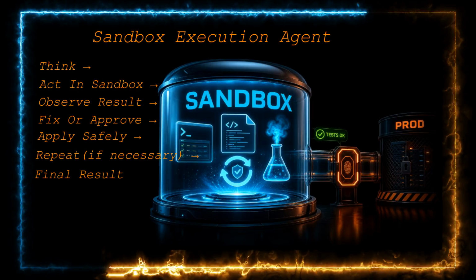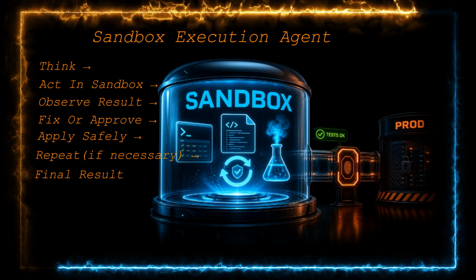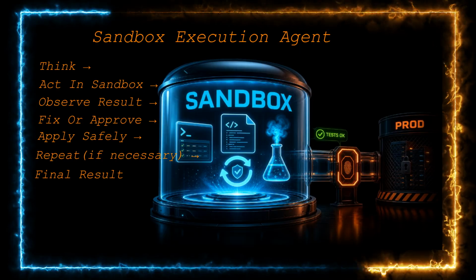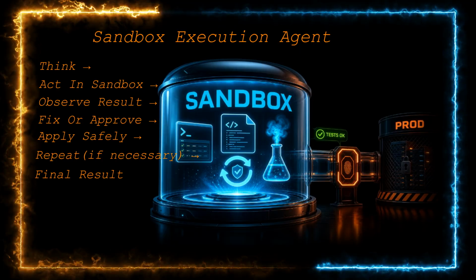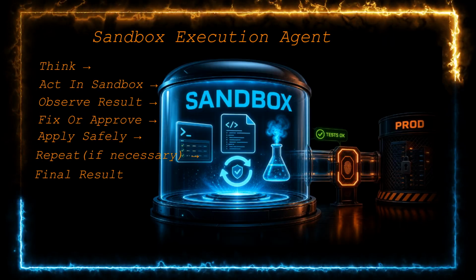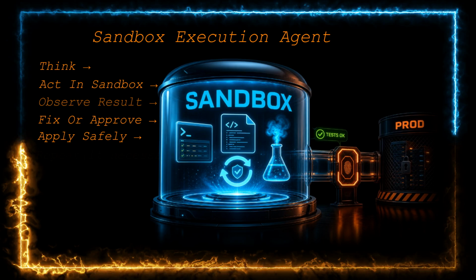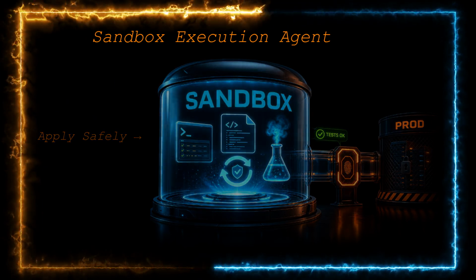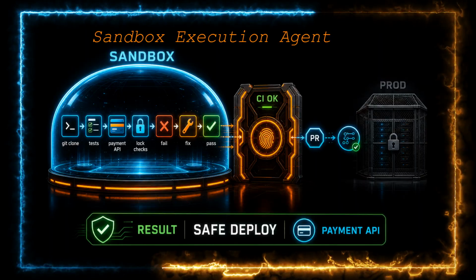The downside is setup complexity. You need a reliable sandbox, good permissions, test data, and clear rules for what the agent is allowed to do. Use this pattern when actions can have side effects: code changes, database writes, deployments, file operations, or automation that touches real systems. Example: fix the bug in my payment API without breaking production.